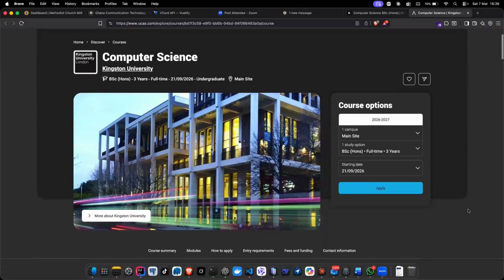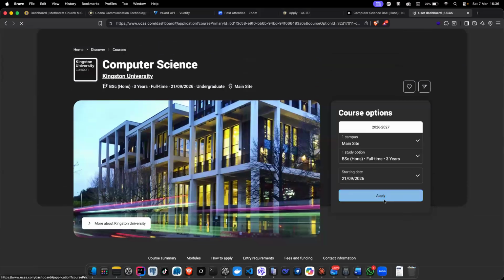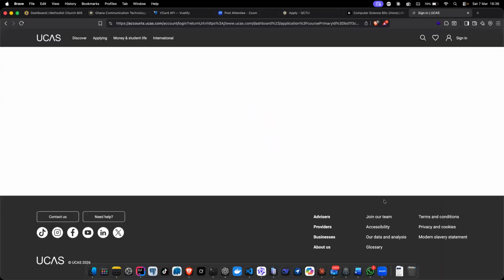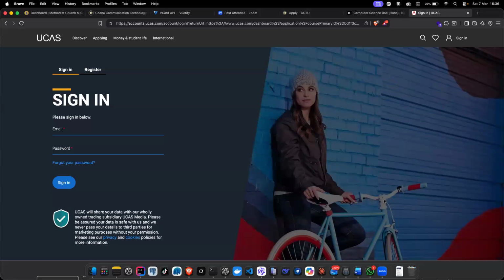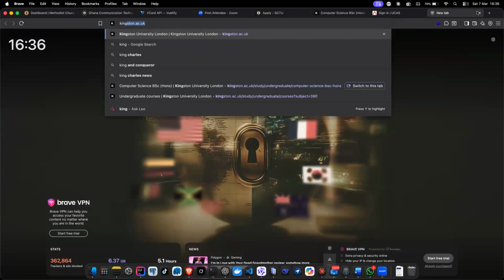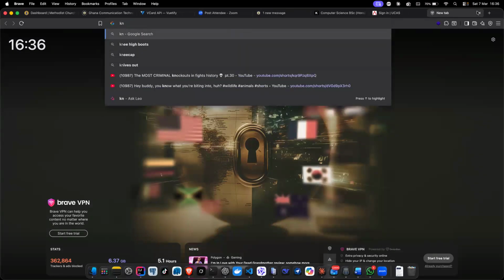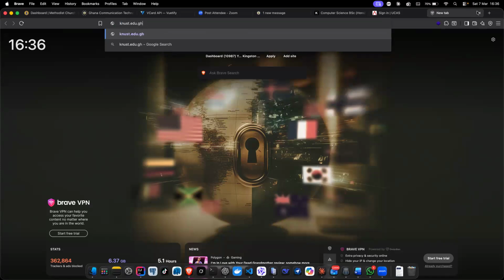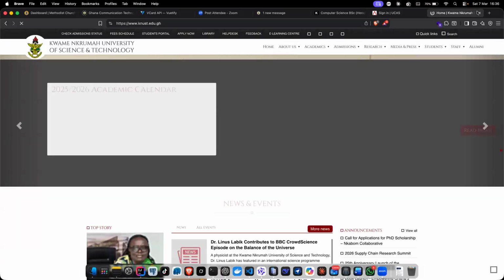Okay? Then you can apply now. So you apply, then you may need to sign in. And this one has the same feature with KNUST. I've actually put in a proposal to management to relook at some of these things.